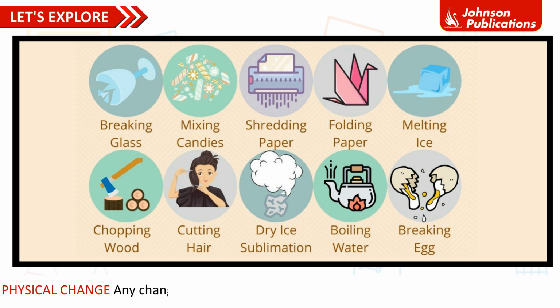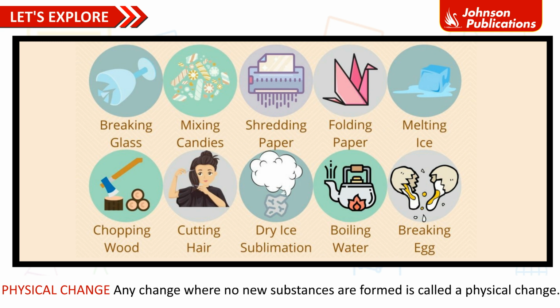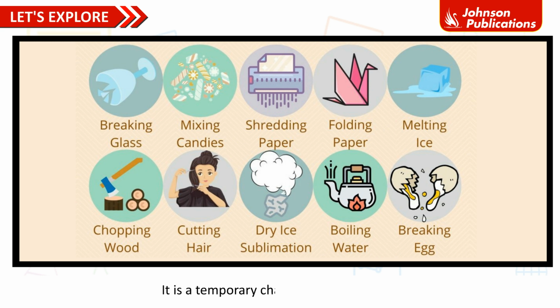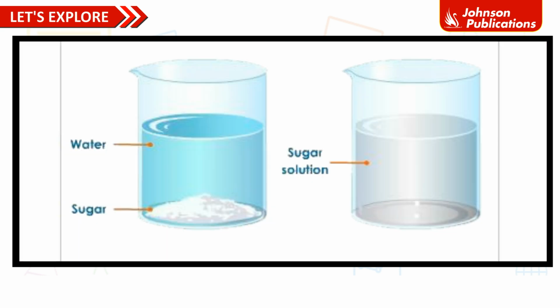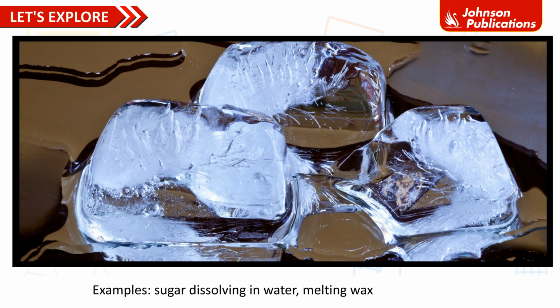Physical change. Any change where no new substances are formed is called a physical change. It is a temporary change and is reversible. Examples: sugar dissolving in water, melting wax, and melting ice.